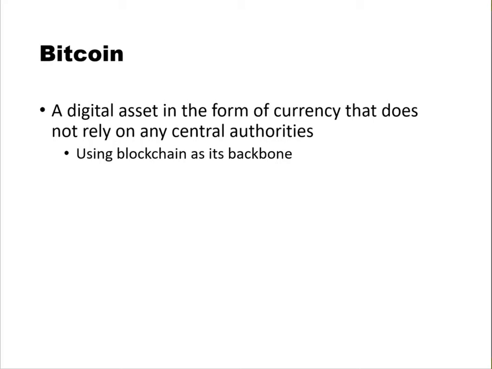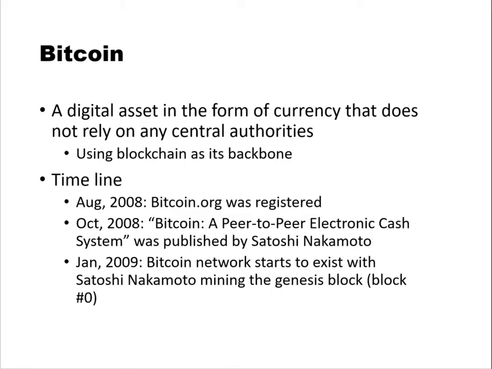Bitcoin was invented back in 2008. In August of 2008, Bitcoin.org was registered. In October that year, a paper called "Bitcoin: A Peer-to-Peer Electronic Cash System" was published by a mysterious person under the name Satoshi Nakamoto. The true identity of this author remains unknown to date.